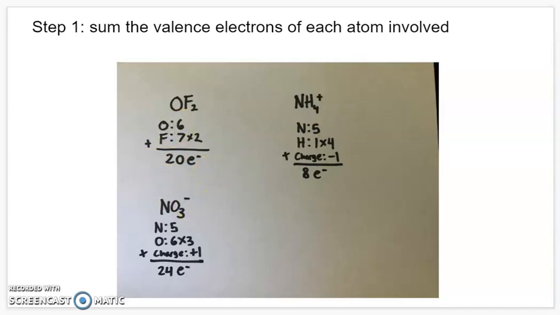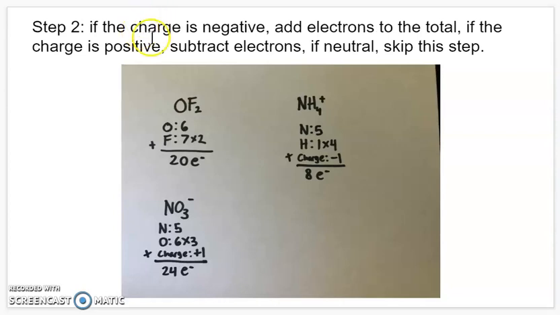These other two are a little bit more complicated. If the charge is negative, we're going to add the electrons to the total. So for example, NO3 minus, we had 5 valence electrons from the N. We had 6 from oxygen times 3. And then since the charge is negative, that means we have an extra electron on the molecule. So we're going to add plus 1, for a total of 24.